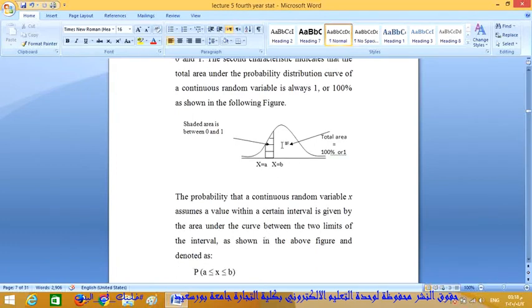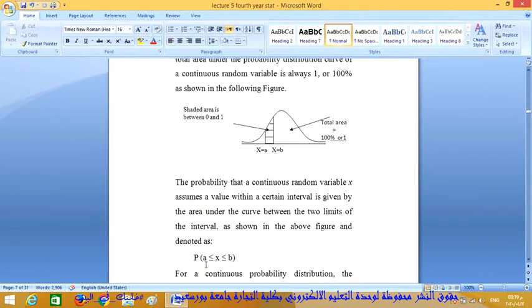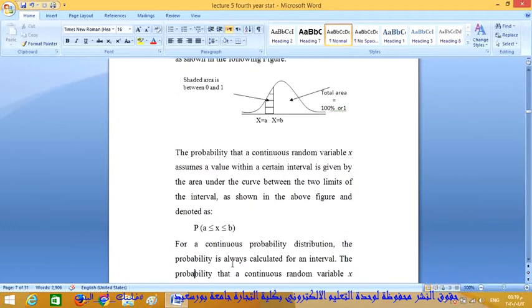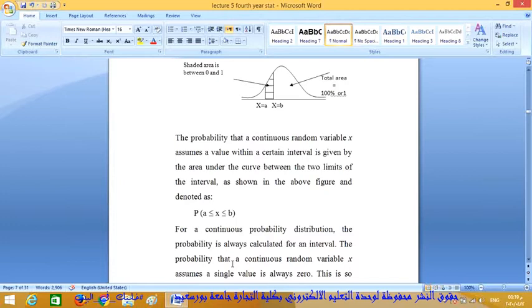This area is denoted by P of X equal to or greater than A and equal to or less than B. This is the shaded area. So this area represents the probability of X, where X is equal to or greater than A and at the same time equal to or less than B. Okay? For a continuous probability distribution, the probability is always calculated for an interval. The probability that a continuous random variable X assumes a single value is always zero.